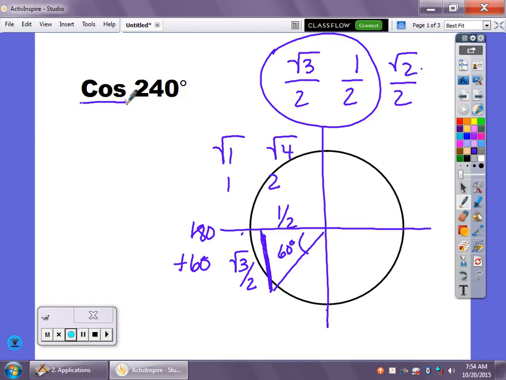Now it wants to know the cosine. Remember, cosine alphabetically comes first, so x comes before y, so they want the x value. So the x value is right here, and it's 1/2. Now you have to be careful because I went to the left of the origin, therefore my answer is going to be negative 1/2. And so that's how to do it without memorizing the circle. Let's look at another one.